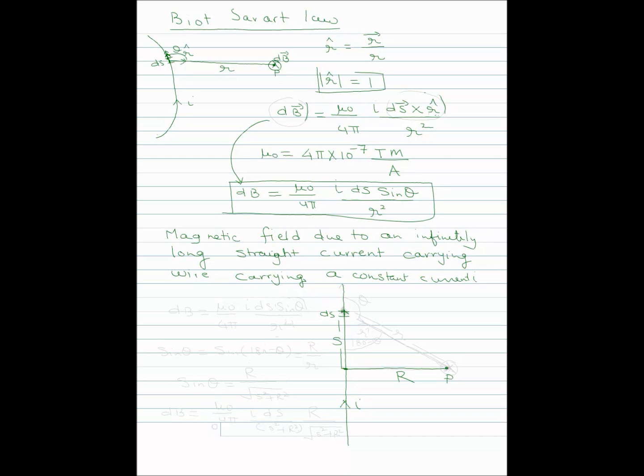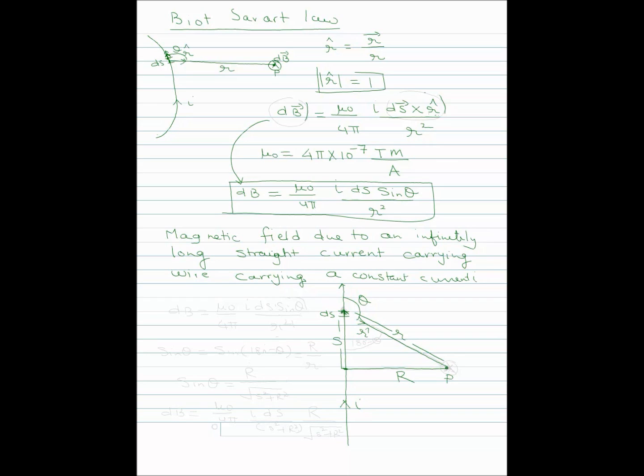Then, first of all, let's join this current element with point P here, and this is the direction of unit vector r hat, and the distance over here is basically r. And notice that this is what we call angle theta here. And notice that our wire is infinite on this side and it's infinite on the other side too. So let's figure out what is the direction of magnetic field due to this infinitesimal current element using our right hand rule.